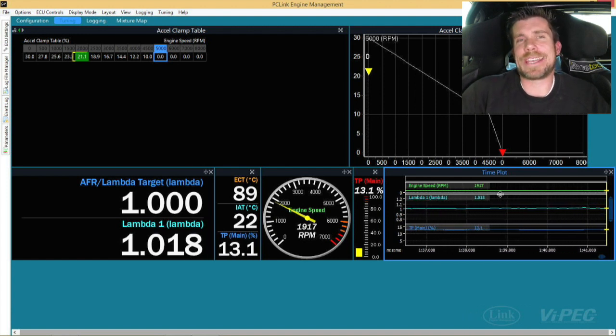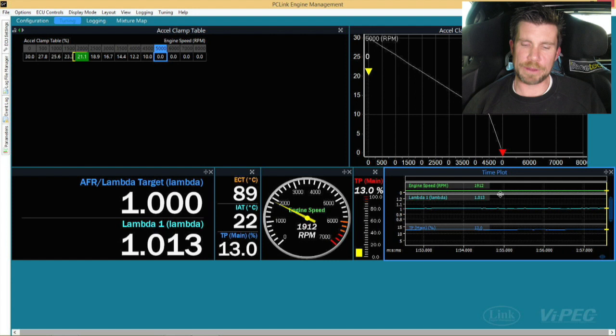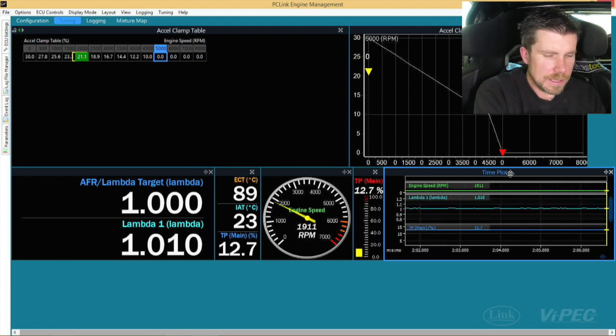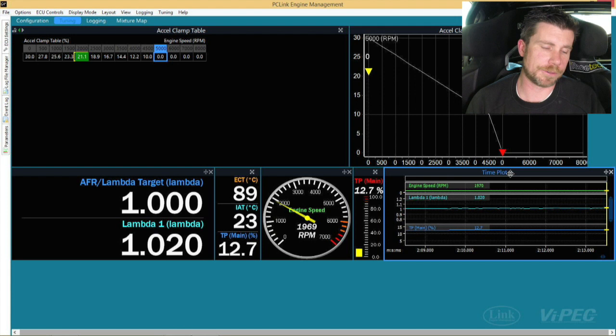On the dyno, we don't get that same sense of feel for how the engine responds, so it can dull our senses a little bit. So in some ways, while the dyno is useful, I also like to confirm the acceleration enrichment tuning on the road. However, let's have a look now at what we've got in our little time plot. I'll show you on this time plot, and then we'll look at the main logging screen so you can see it a little bit larger.